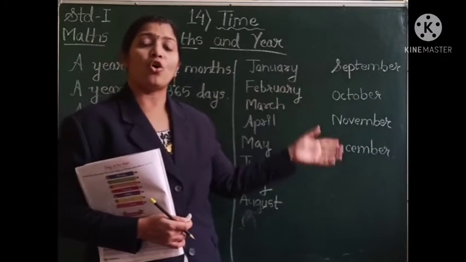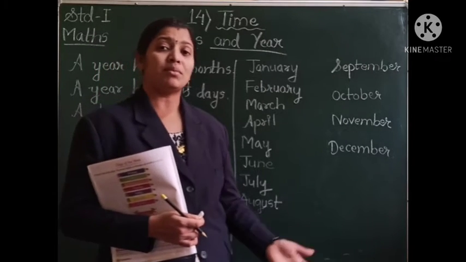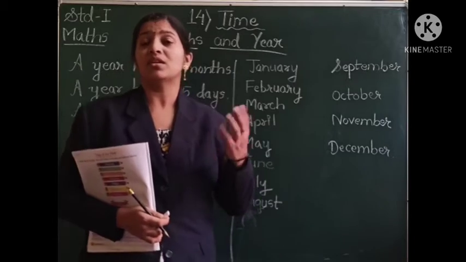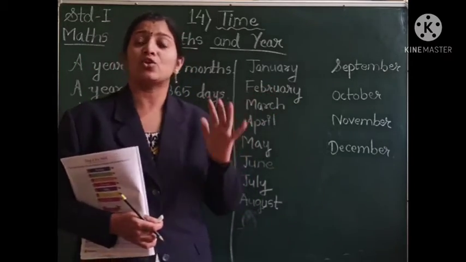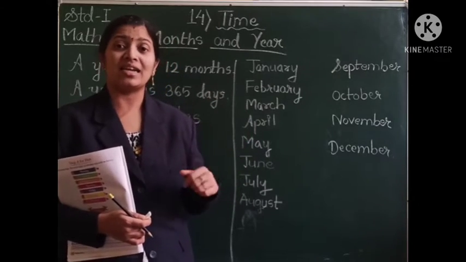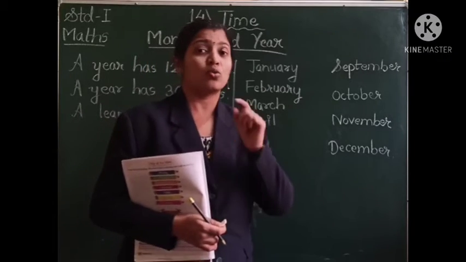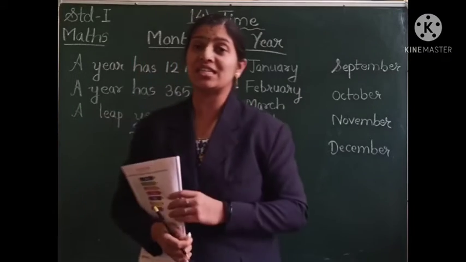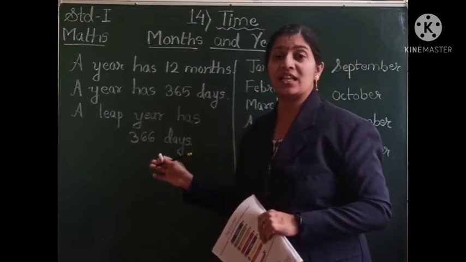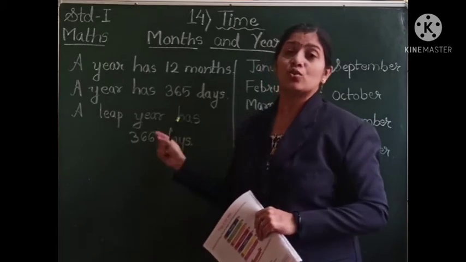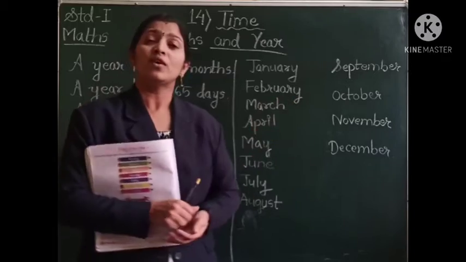So students, all these months do not have the same days in them. Some months are having 30 days in them. Some months have 31 days, whereas the month of February has 28 days in it, and in a leap year the month of February has 29 days. So the one day which increases in the whole year: in the general year we have 365 days and in the leap year we have 366 days. So this one day increase is seen in the month of February.